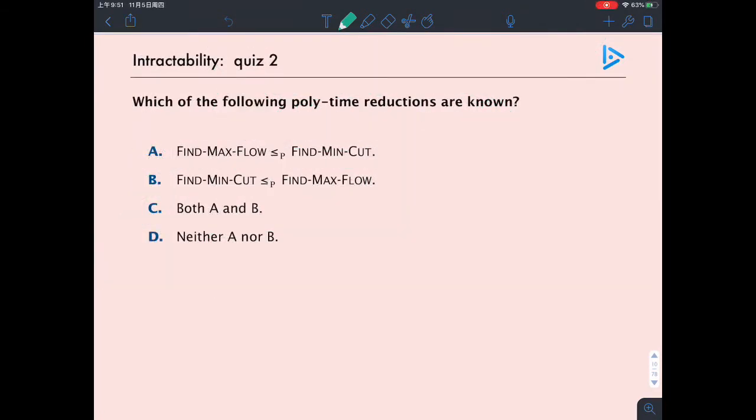So now let's move to the second quiz. The question asks which of the following polynomial time reductions are known. We look into two problems. The first problem is finding the max flow in the graph, and the second problem is finding the min cut in the graph. Here we want to understand which one is known.